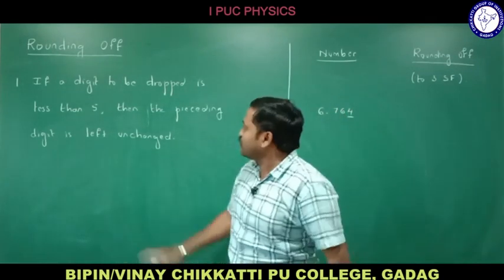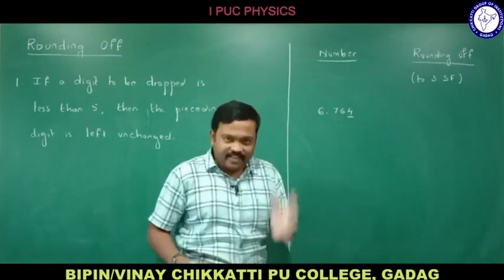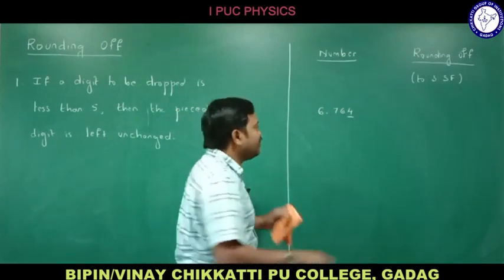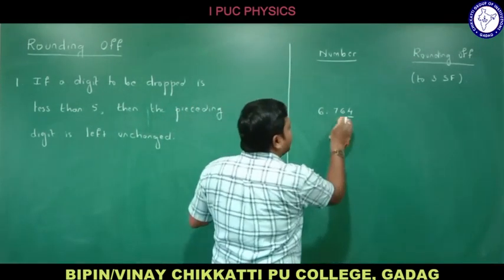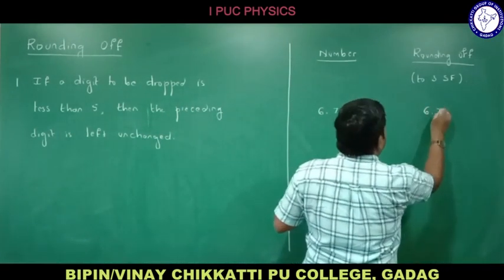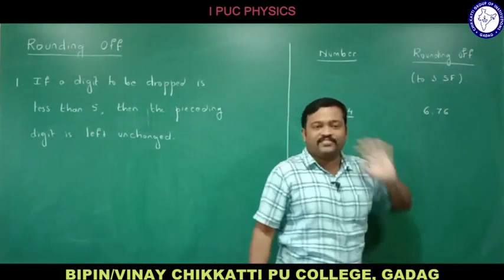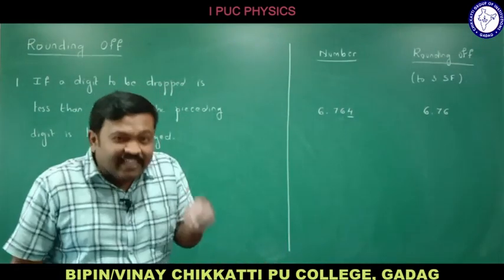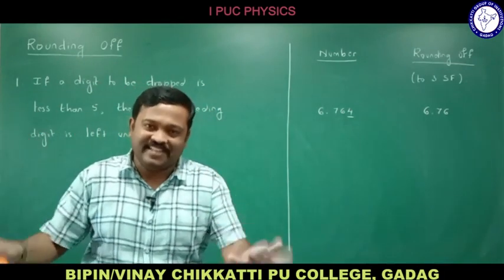The first rule says that if the digit to be dropped is less than 5, is it less than 5? Yes, it is, then the preceding digit is left unchanged. What is the preceding digit? This is the preceding digit, and it is left unchanged. So the rounded number is 6.76, and it has 3 significant figures. This is the first rule: if the digit to be dropped is less than 5, keep the preceding digit as it is.